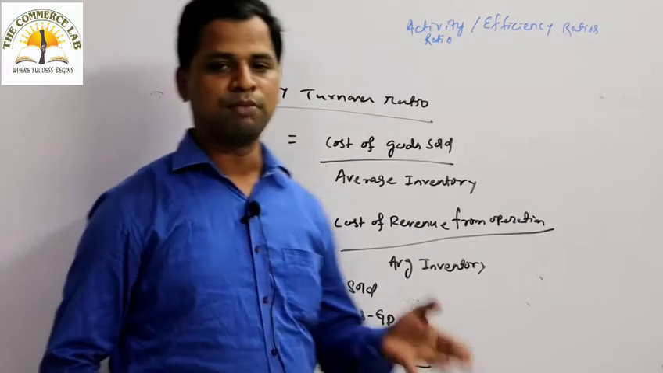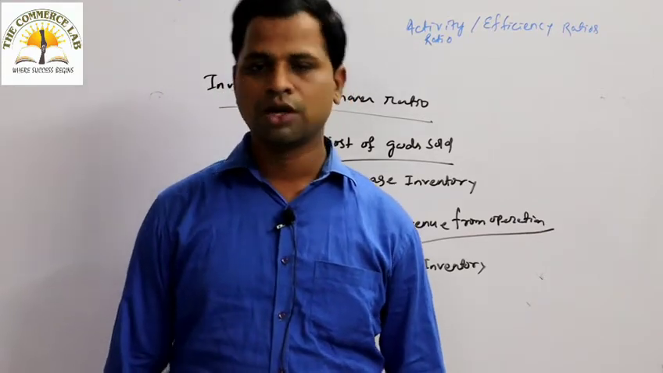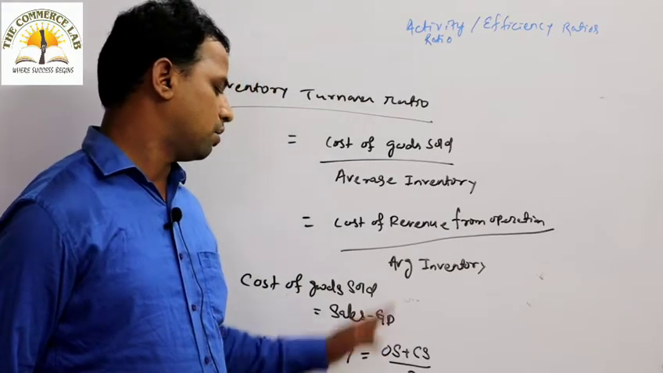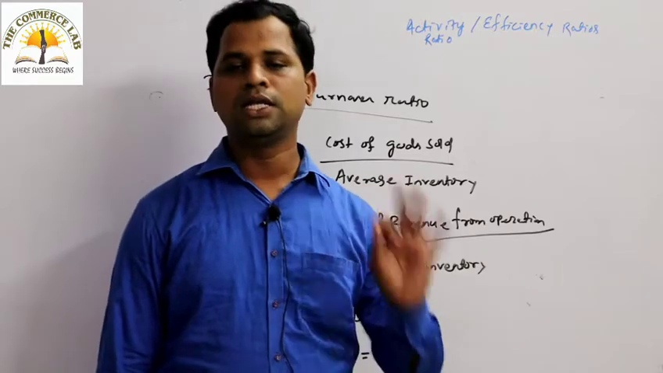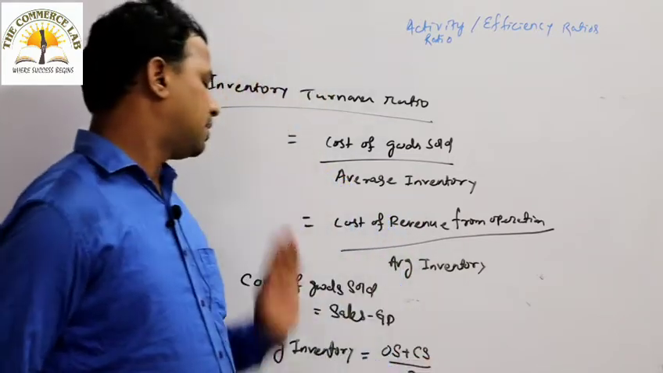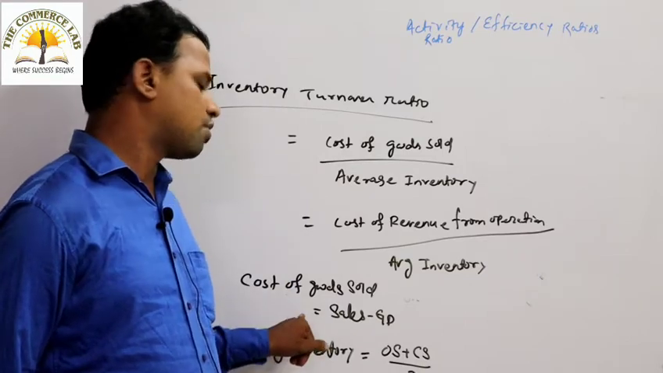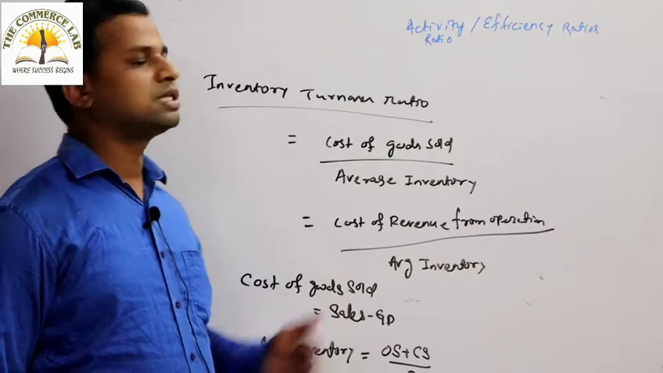So average inventory can be calculated with the formula: opening stock plus closing stock divided by 2. If opening stock and closing stock are not given, simply take whatever stock is given. Okay, that is known as what, everybody? Inventory turnover ratio. And you can calculate cost of goods sold as well as average inventory while calculating this inventory turnover ratio.